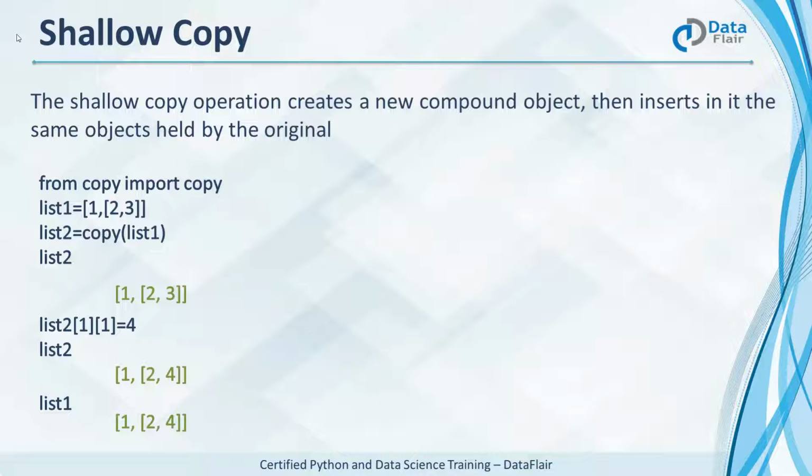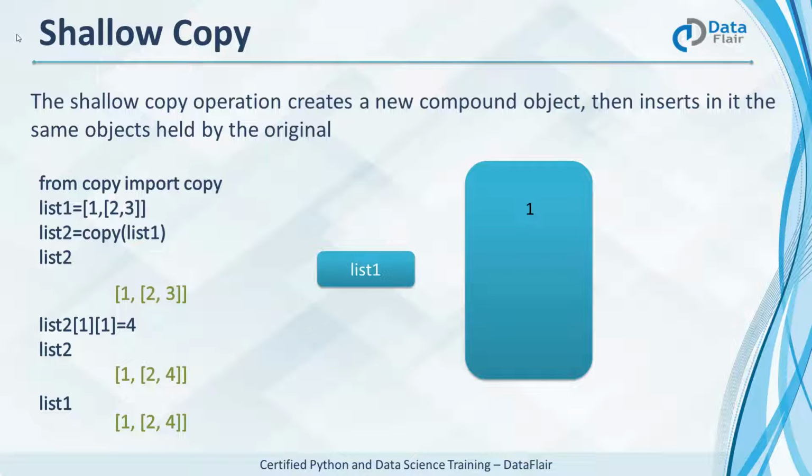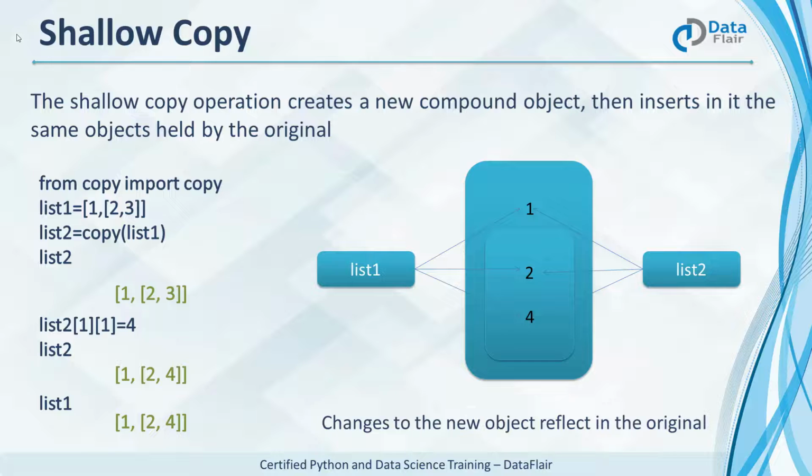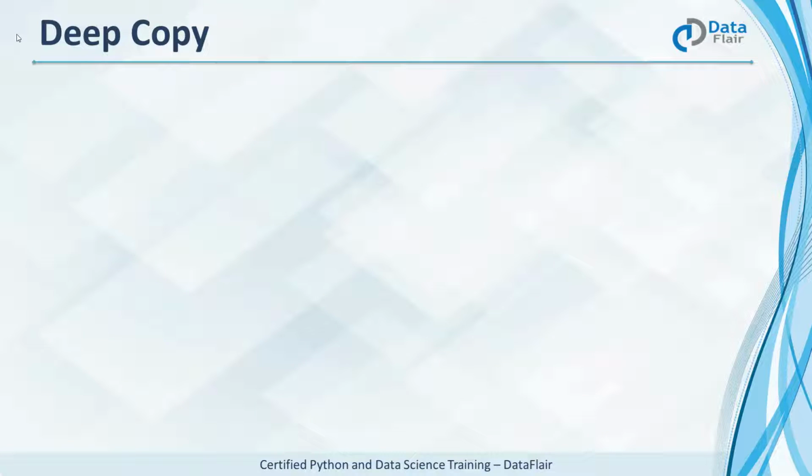This is what's happening. We have list 1, it has the value 1 and a sublist with values 2 and 3. Now we copy it to create list 2. This holds the same objects, so any changes we make to any of these objects reflect in both lists. So shallow copying creates a new object and puts in it the same objects held by the original.